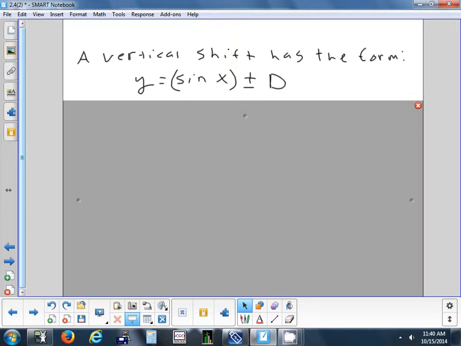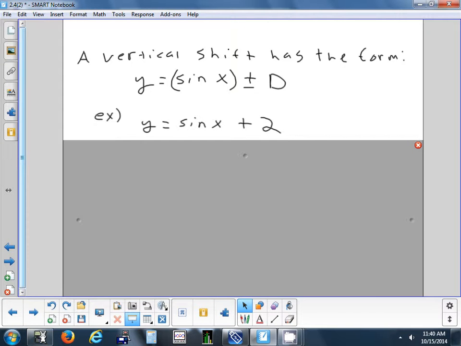A vertical shift has the form sine of x plus or minus, and I just use the letter d. Now I thought a phase shift did that. A phase shift also had plus or minus. What's the difference between phase shift and vertical shift? On the other one, the plus was inside the parentheses. Right, that's the whole difference.